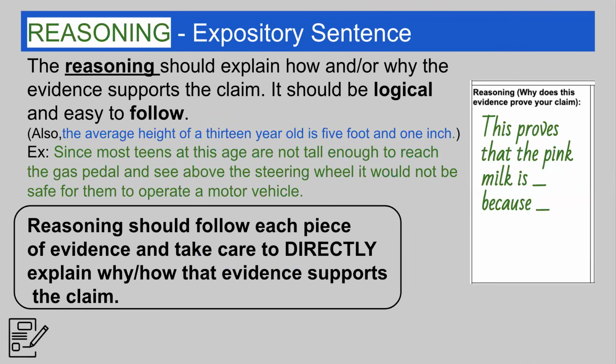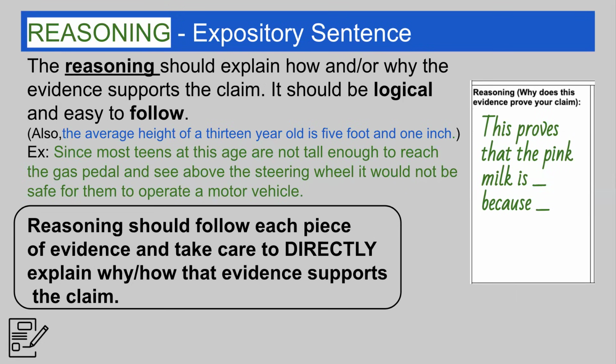Finally, your reasoning is your expository sentence. The reasoning should explain how and or why the evidence supports the claim. It should be logical and easy to follow. Also, the average height of a 13-year-old is 5'1". There's your evidence. The reasoning, since most teens at this age are not tall enough to reach the gas pedal and see above the steering wheel, it would not be safe for them to operate a motor vehicle.